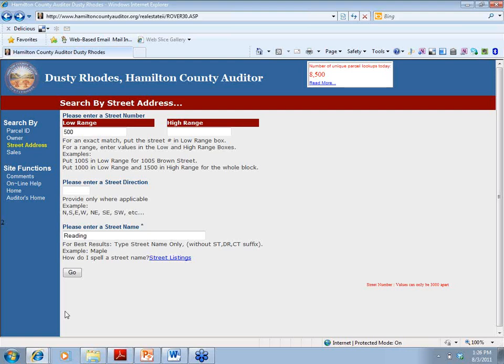You can see I've put in an address. In the top box where it says low range, I put in 500, and down where it says street name, I put in Reading. So step number one is to have the address of the property that you want to make the argument for. And then we hit go. And it should go. There we go.